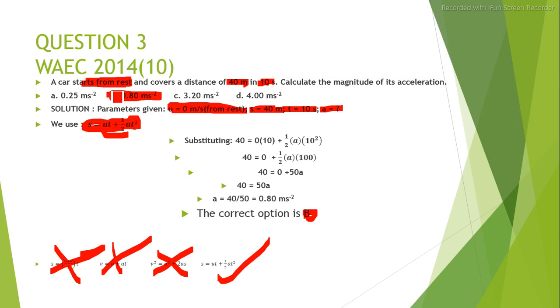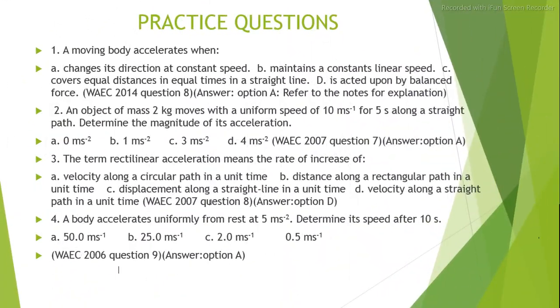So those are the questions we look at for today. But for practice questions, just try some of these questions here. A moving body accelerates: A says changes its direction at constant speed, B maintains a constant linear speed, C covers equal distances in equal times in a straight line, D is acted upon by balanced force. This is WAEC 2014. The correct answer is option A. You can refer to the note. We said the body will accelerate when at constant speed, if the speed is constant, then the direction must change.